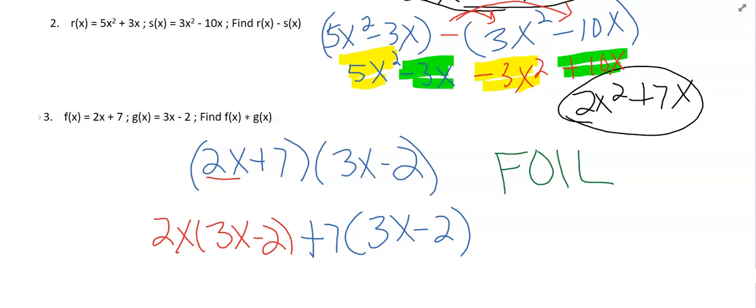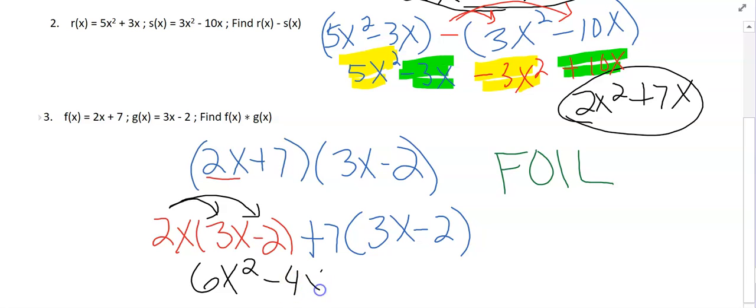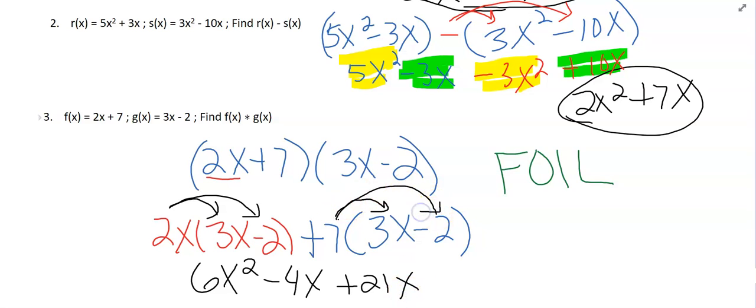Right here I can distribute: 2x times 3x gives me 6x squared. The coefficients multiply, and when you multiply variables you add your exponents. Continue the distributive property. 2x times negative 2 is negative 4x. Continue on to the second set. 7 times 3x is a positive 21x. And 7 times negative 2 is negative 14.